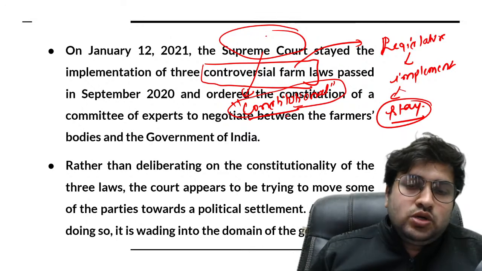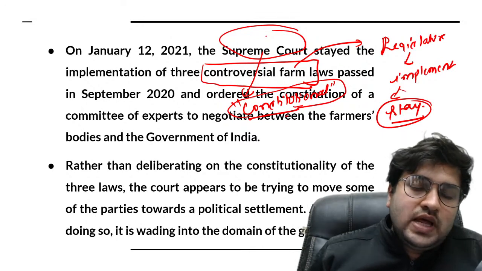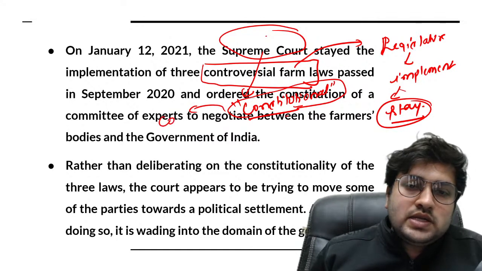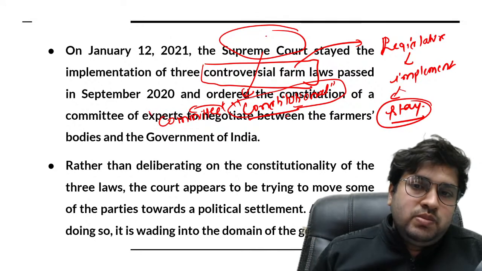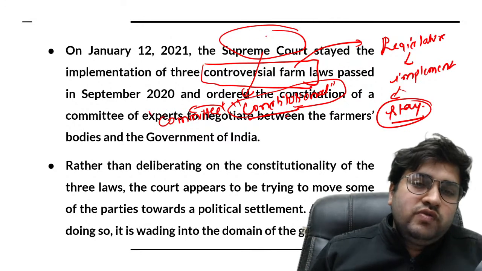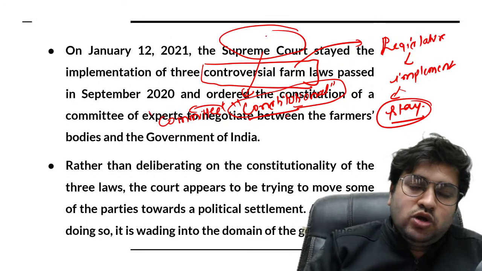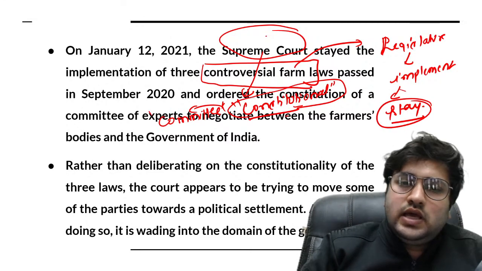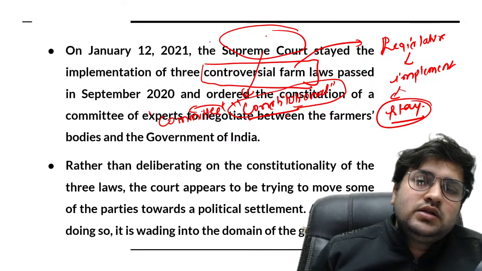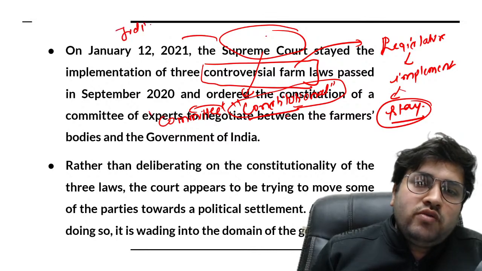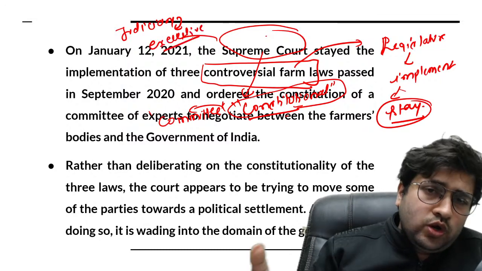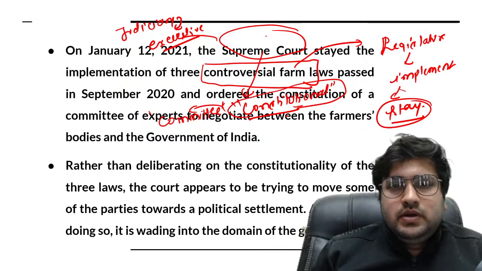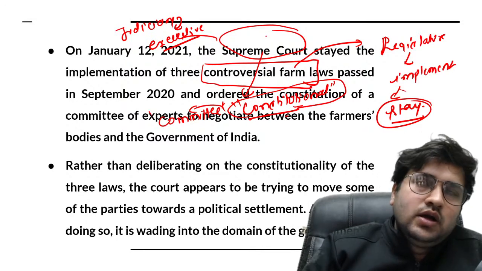In contrast to checking the constitutionality of the provision, the Honorable Supreme Court formulated a committee which will take the responsibility of negotiation with the farmers, which is again the responsibility of the executive. So this is a classic case which shows that the judiciary is taking the function of the executive. You can also observe that a question was asked in GS Paper 2 this year.